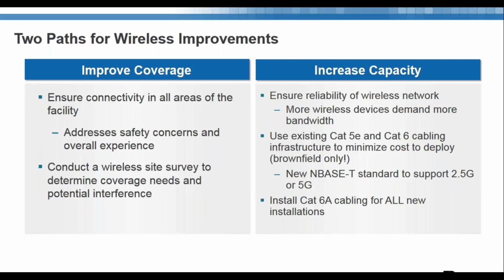And then the second path that people take is increasing capacity. So this is once you've got a good base wireless network and you realize that you need some additional capacity because there's more students or more devices or higher, more demanding applications like lots more video streaming, you want to make sure that your wireless network is very reliable. So you can use your existing Cat5e and Cat6 cable to minimize the cost to deploy new access points for brownfield applications only. There's a new N-base-T standard, which I will go over, that supports 2.5 gig or 5 gig over 1 gig cabling. But again, and I know I probably sound repetitive here, but Cat6A is our recommendation for all new installations.